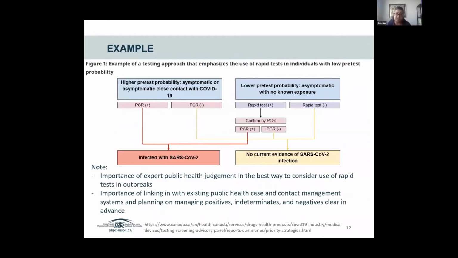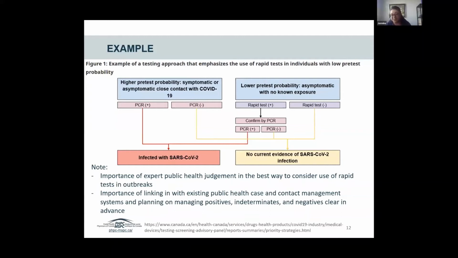So here's an example that tries to pull this together. It's from some of the national panel's work that suggests that if somebody's symptomatic or has had close contact, we're looking more at trying to use PCR. If we're in a setting where they're asymptomatic with no known exposure, maybe we should be considering a rapid test and confirming those positives by PCR. And some of the examples we'll talk about have taken an approach like this. So this is one way to do it. This is likely to change.